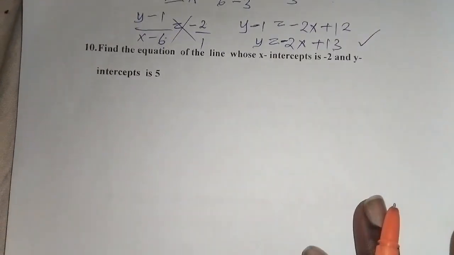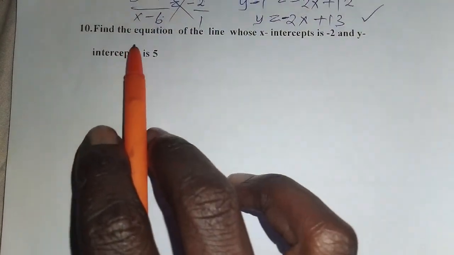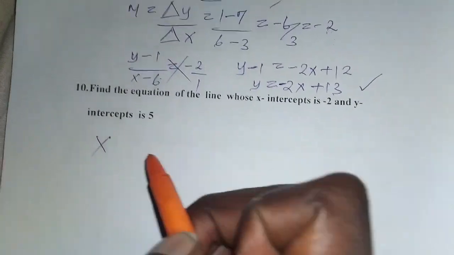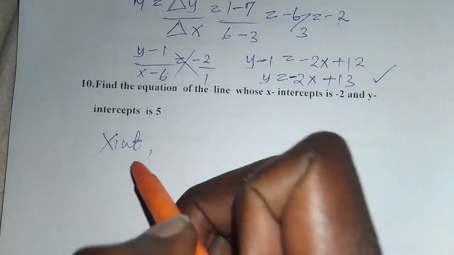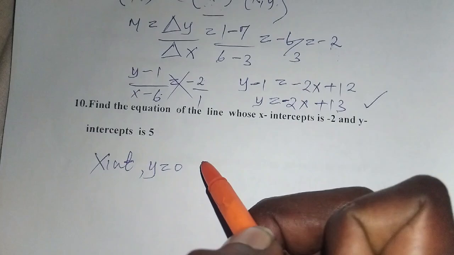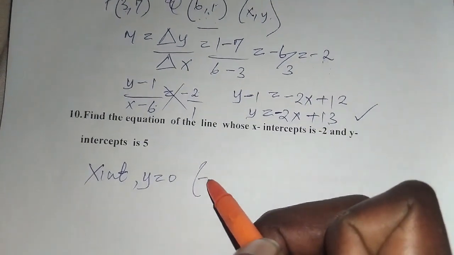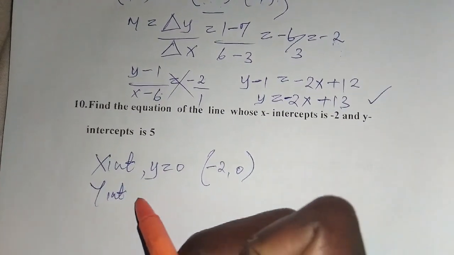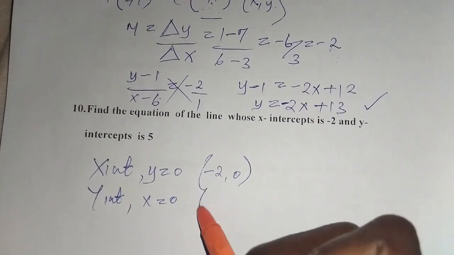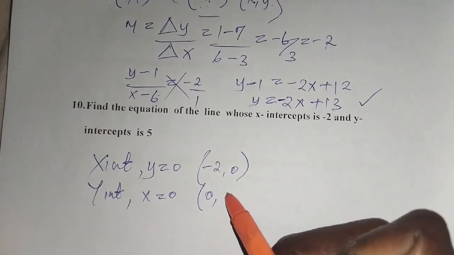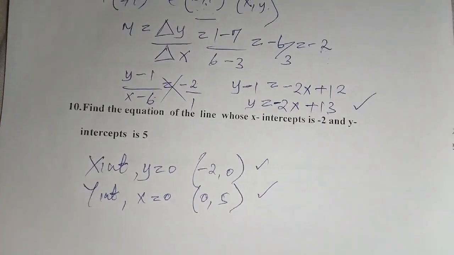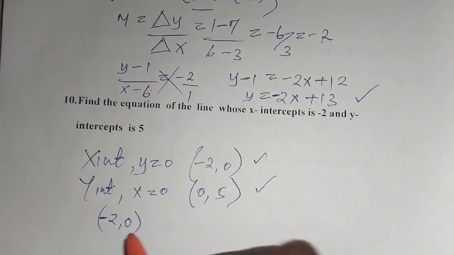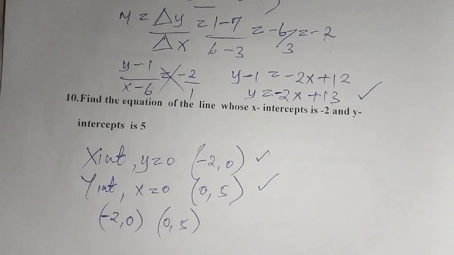Then question 10, find the equation whose x-intercept is negative 2. So x-intercept, you know that at x-intercept y equals 0. So if x is negative 2, then y is 0. Then at y-intercept, x is 0. So if y is 5, our x is 0. So we have these two coordinates. So we find the gradient first before we can form the equation.